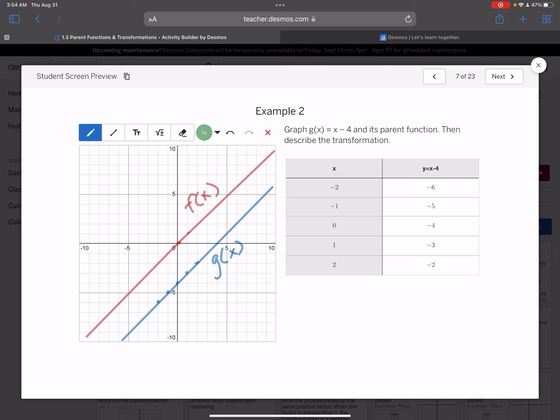I can say that I either went down 1, 2, 3, 4, or maybe you could see this horizontal. I went to the right 1, 2, 3, 4. Either way, you would be correct.